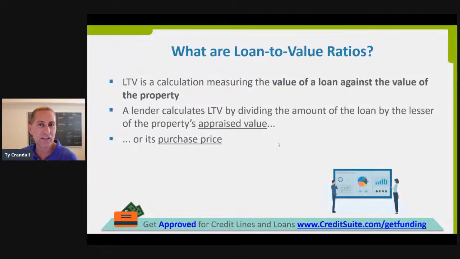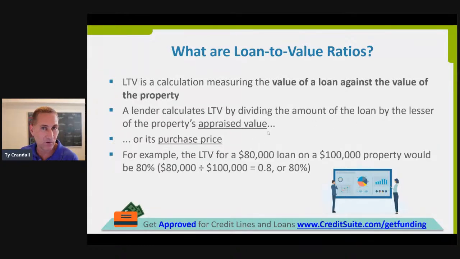So another thing you're going to need to know with commercial real estate, or even in residential real estate where this is popular, is called LTV, or loan to value. It's basically the value of a loan against the value of the property. So a lender calculates LTV by simply dividing the amount of the loan by the lesser of the property's appraised value. Here's a really simple example: a $100,000 property, it's worth $100,000, and a loan for $80,000 is an 80% loan to value. The $80,000 loan is 80% of the $100,000 value. So that's an 80% loan to value.